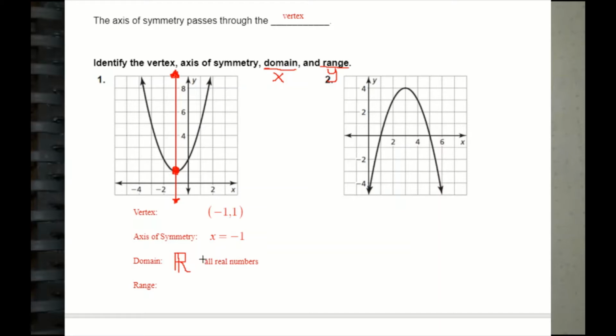But you don't have to write both. That's just what this thing means. If you like the symbol, you think it looks cool, you can use that. Or you can just write all real numbers. Now the range is the y values. So that is going to be a little bit different.